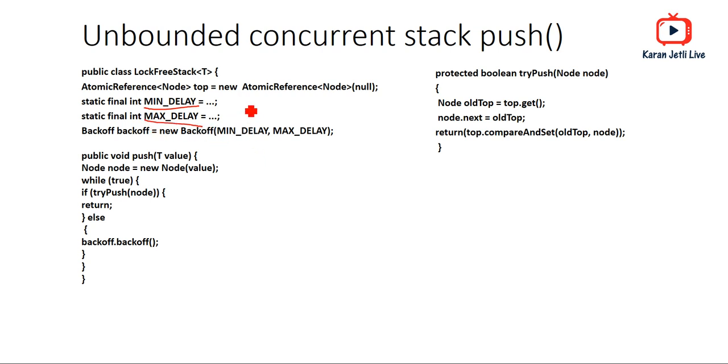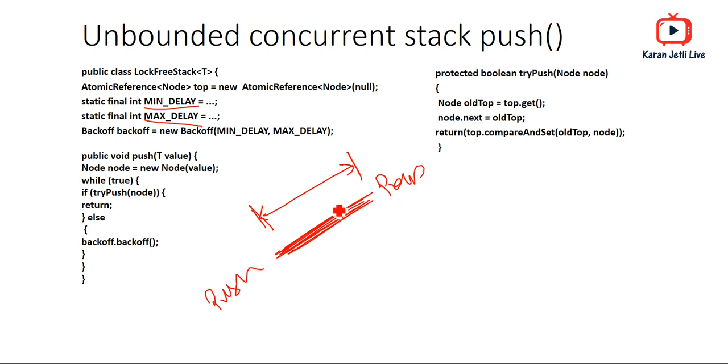Okay, so what is min delay? In min delay, we set the minimum time where a push or pop operation has to wait before trying again to do push or pop, and the same is true for the maximum delay. So minimum and maximum delay is the time period where the different threads try to do the push or pop. It is the delay between the push and pop before they can try again.